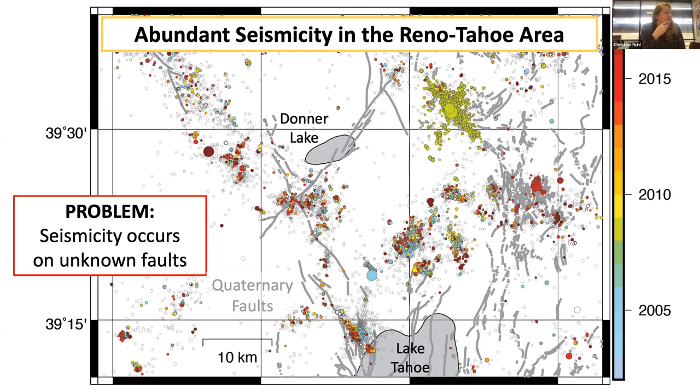This is around 20 years of seismicity, and the colors are year. So this green is the 2008 Mogul swarm that I'm going to be talking about a lot. It was really shallow and occurred on an unknown fault. And all of these other things are quite small. So the problem in this area and in a lot of the Walker Lane is that seismicity occurs on unknown faults. So what can we do about it?